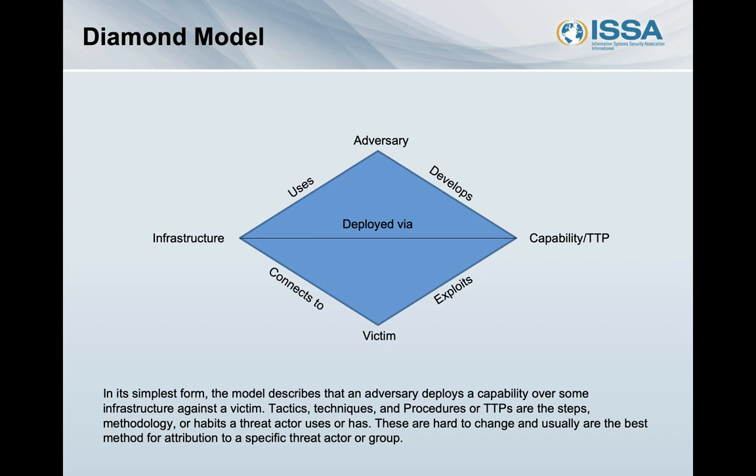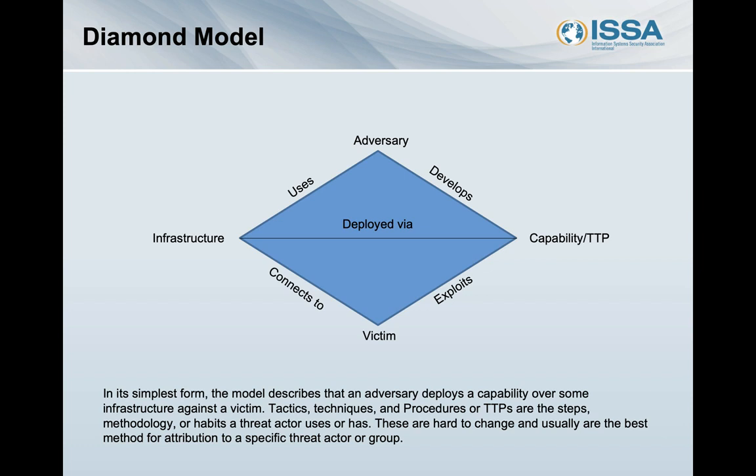If you have at least 3 points of this diamond model, then that's considered good intelligence. If you have less than 3, it's good IOCs maybe to look for other triggers in your environment. If you can get all 4, then you've got attribution, which means that you know who is attacking you, which is very hard to get, but is not unattainable.